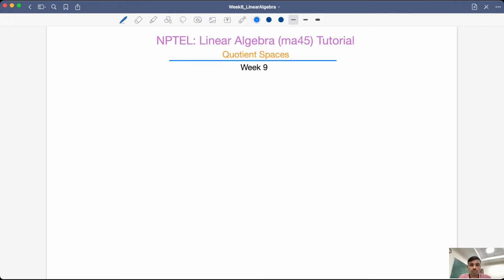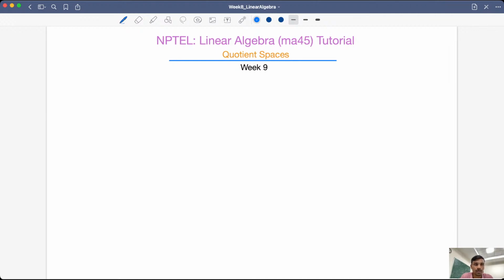So today we'll be discussing some problems related to quotient spaces, which is the content of the ninth assignment of this course. I'll start with some basic definitions and theorems which we'll be using today.